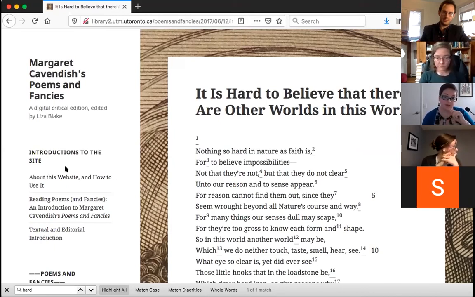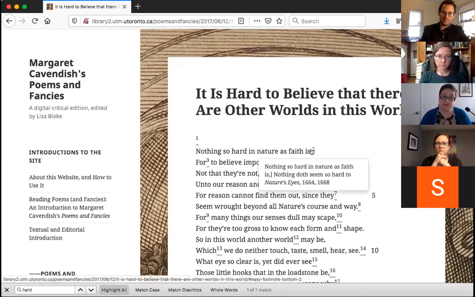Nothing so hard in nature as faith is, for to believe impossibilities. And that positive redefinition of faith as believing in impossible things is a bold choice. Perhaps this is why that bold choice got erased in the 2nd and 3rd editions. Nothing doth seem so hard to nature's eyes, she says in 1664 and 1668.